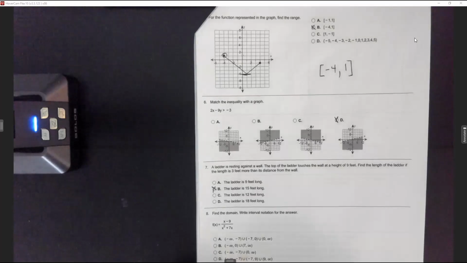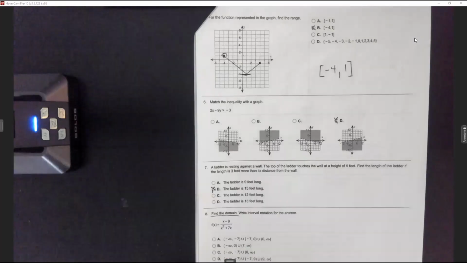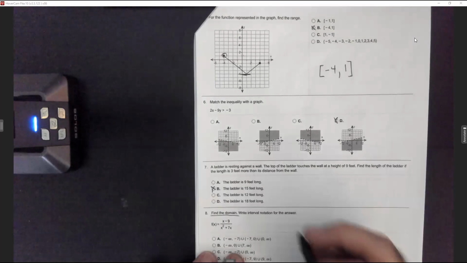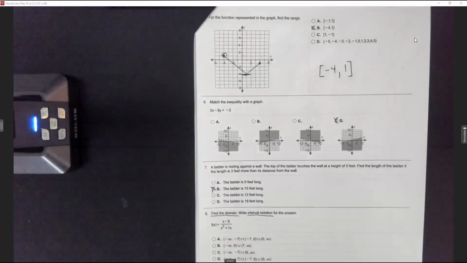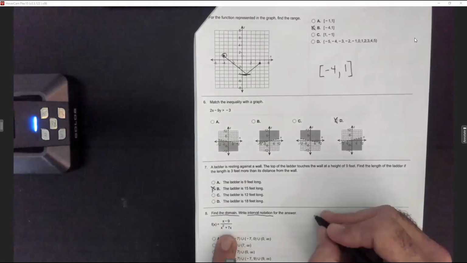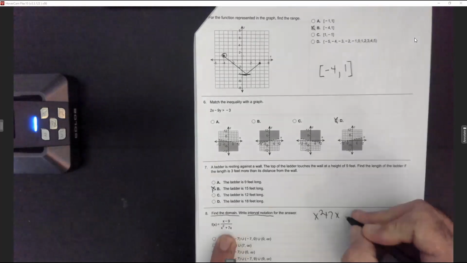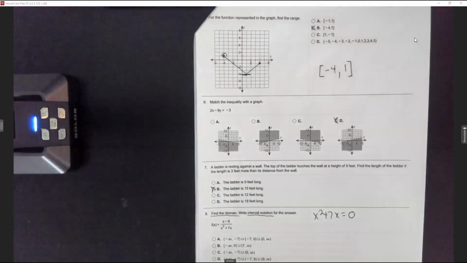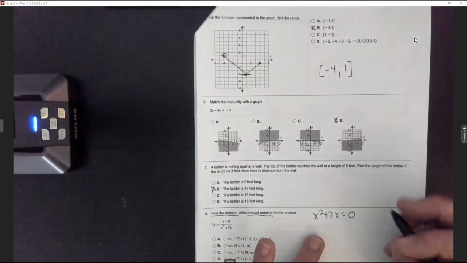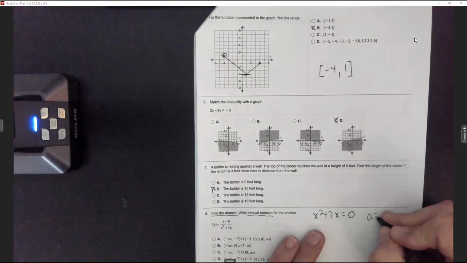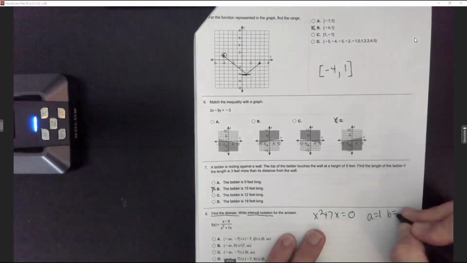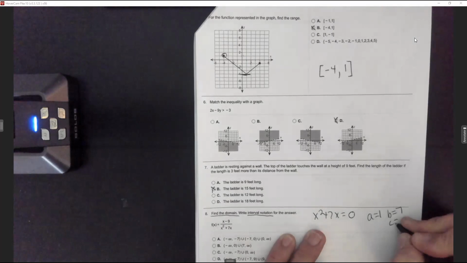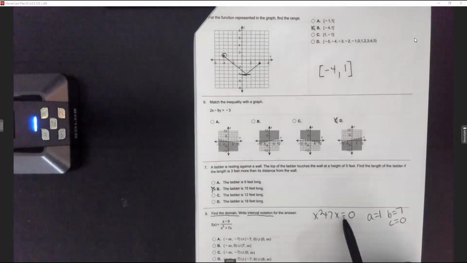Now this one says, find the domain, write it in interval notation. So y'all should definitely be good at domain by now. So the trick is to take the bottom of the fraction and set it equal to 0. Now, if you solve this using quad, you're going to use a equals 1, b equals 7, c equals 0, since you don't have a number on this, okay?